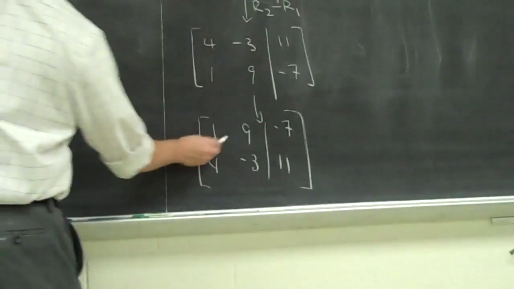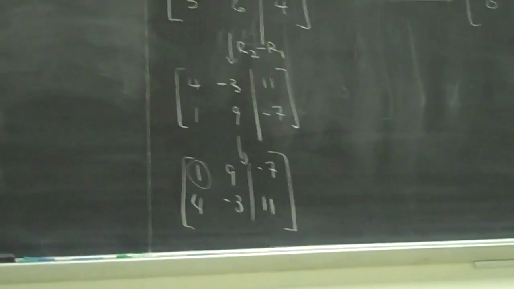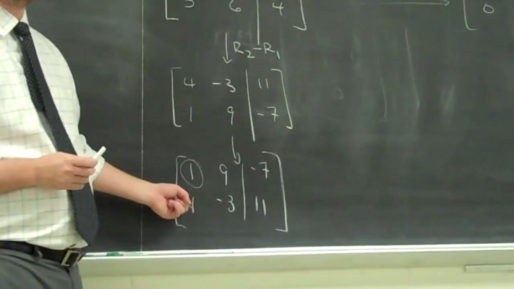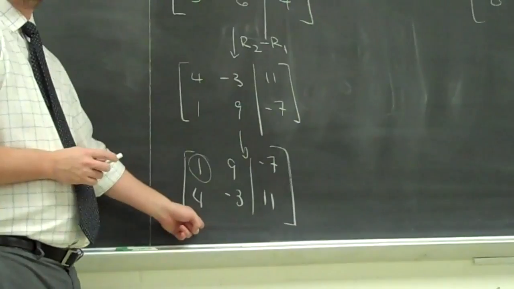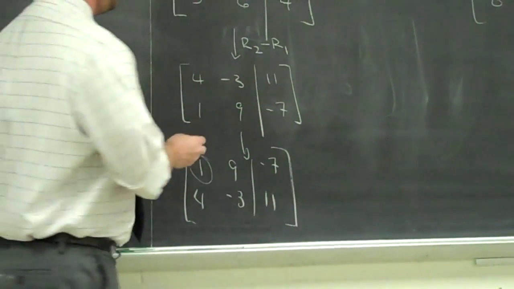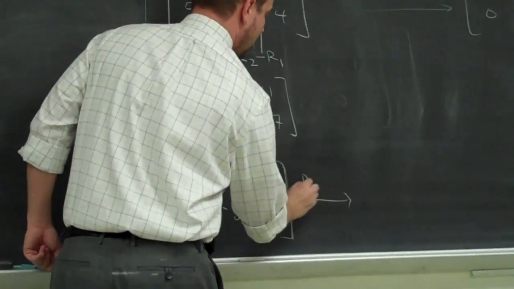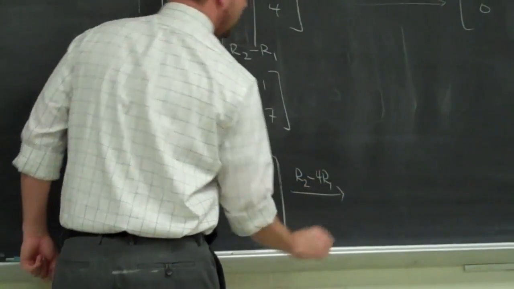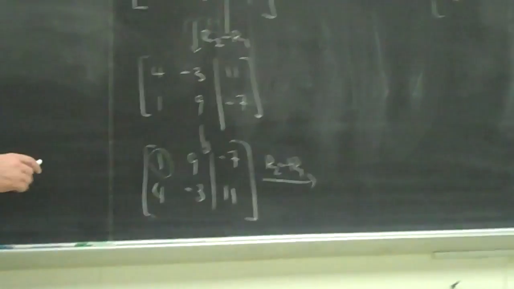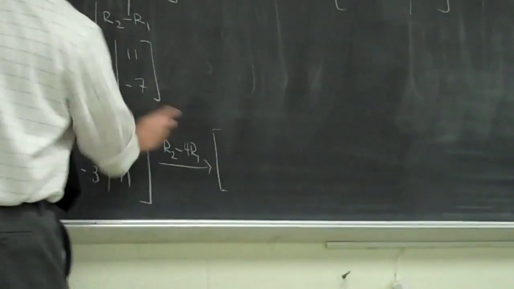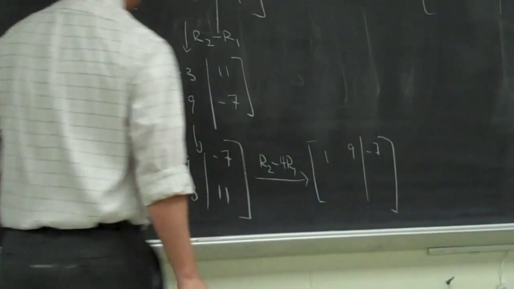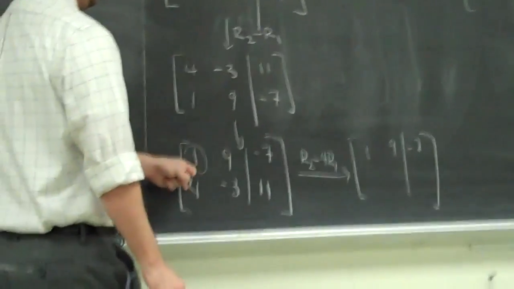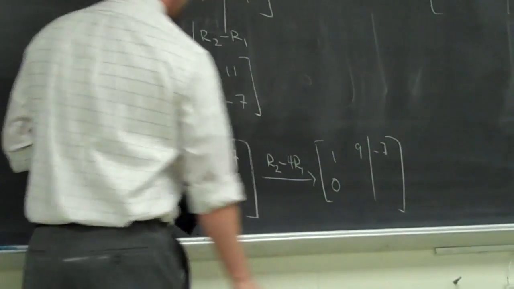Okay? So now that I've got the 1 right there where I want it, I can use that 1 to get a 0 right there. To get a 0, if I multiply 1 times -4, -4 plus 4 would get me 0, right? So I'm going to do row 2 minus 4 times row 1. Now row 1 stays the same. It stays 1, 9, -7. And then -4 times 1 is -4 plus 4 is 0.